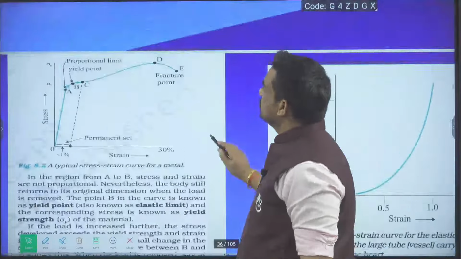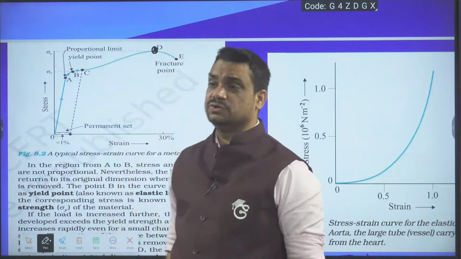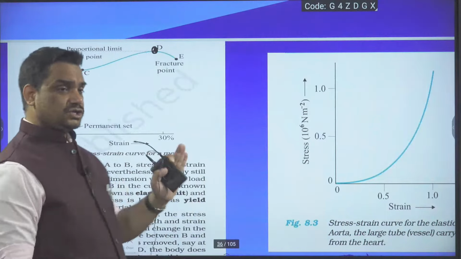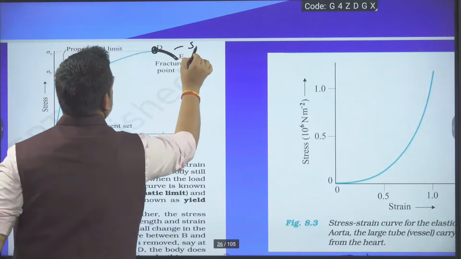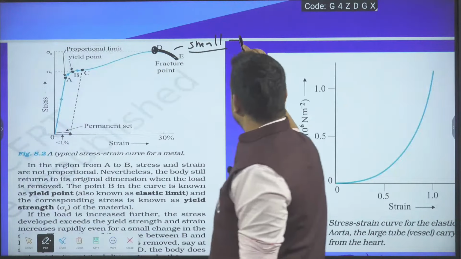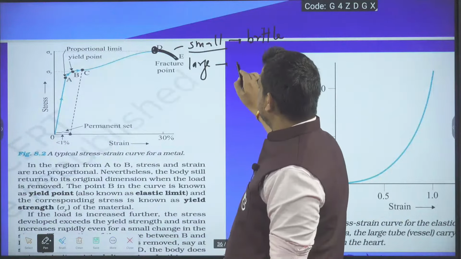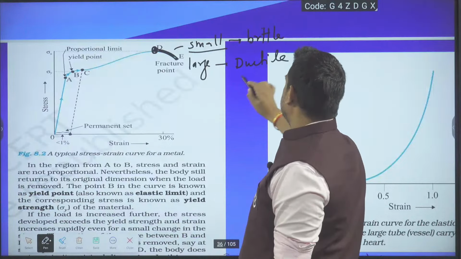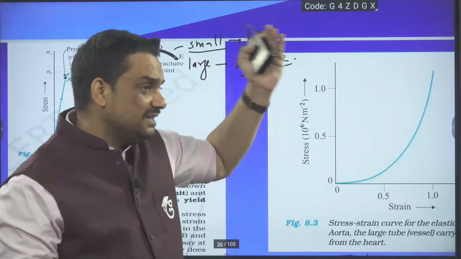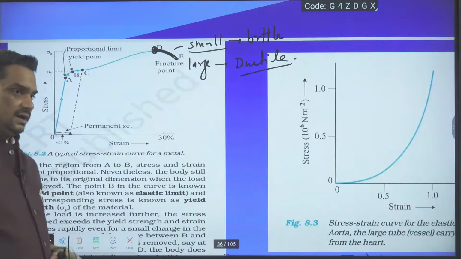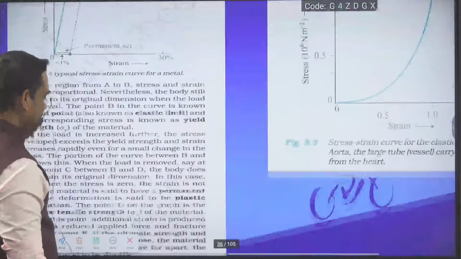In this one, basically D is the maximum load if you have to find the strength. More than this, no one can apply. If this D to E region is small, then the material is going to be brittle. And if this region is large, then the material is going to be ductile. So if small, it is brittle, and if large, it is ductile. So this is the whole thing.